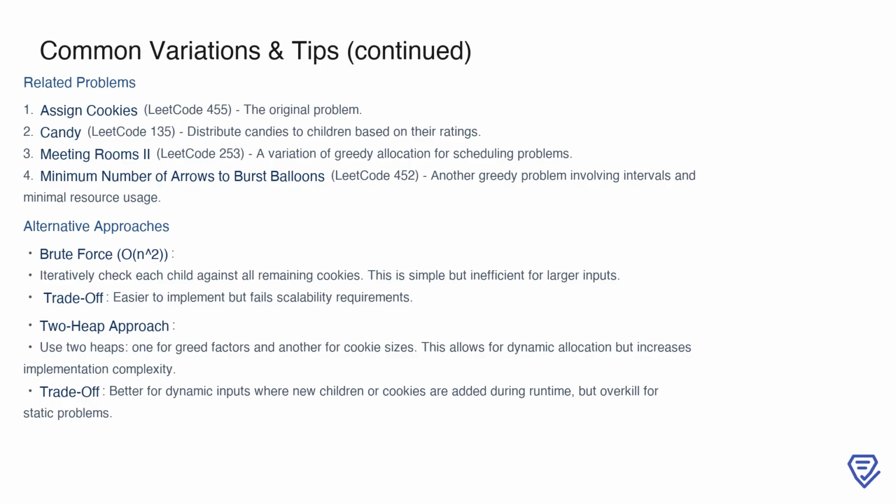Beyond these, alternative approaches to the assign cookies problem can also deepen your understanding. A brute force method, for instance, iterates through each child and checks all remaining cookies. While simple to implement, this approach is inefficient for large inputs. On the other hand, a 2-heap approach uses separate heaps for greed factors and cookie sizes, allowing dynamic allocation. While this can handle cases where new children or cookies are added during runtime, it's often unnecessary for static problems like this one.